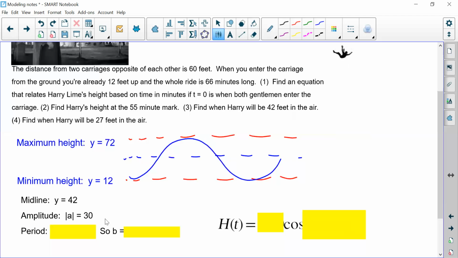Now the period, how long does it take for one full revolution to occur? Let's see here. The whole ride is 66 minutes. So the period is simply 66. The ride is one revolution around. So the B value is what? The B value is always 2 pi divided by the period. So it's 2 pi divided by 66, which is pi over 33. And then what is the final equation here? We have to put all this data into this equation. We know it's cosine. We start at the bottom, so the A value is going to be negative, and you've got the rest.